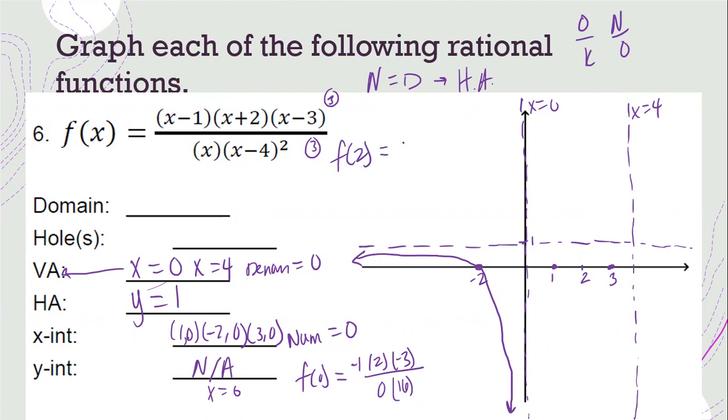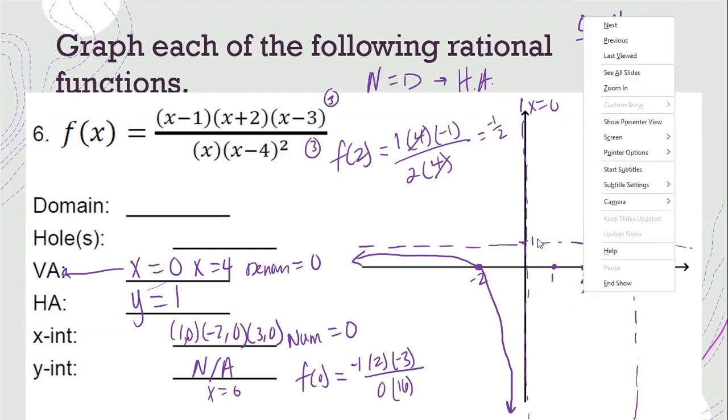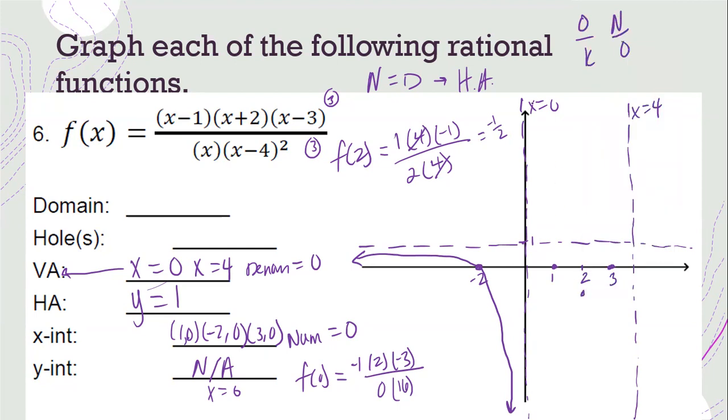What is 2 minus 1? 1. What is 2 plus 2? 4. What is 2 minus 3? -1. And then we have 2. What is 2 minus 4? -2. Squared, 4. My 4's cancel, and I'm left with -1/2. So I know at 2, it goes down here to -1/2. So that's telling me that my graph is trying to go back to positive. It's going to go down, it's going to come back up and then head back to positive.